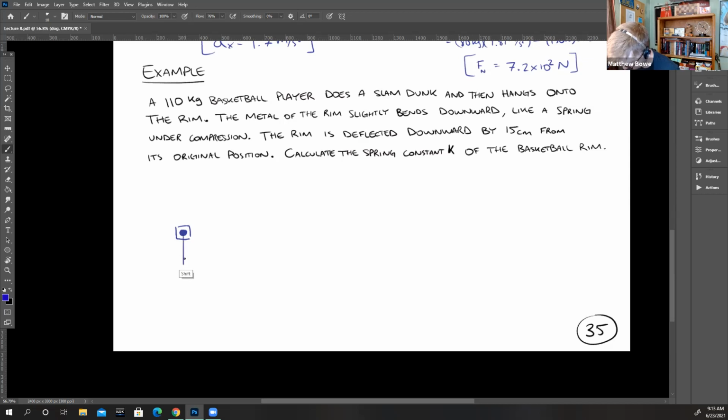The force of gravity is pulling the basketball rim down. This is the person hanging on the basketball rim, the force of them. I should say the force of the basketball player, but I will say force of gravity because they are the ones being affected by gravity.